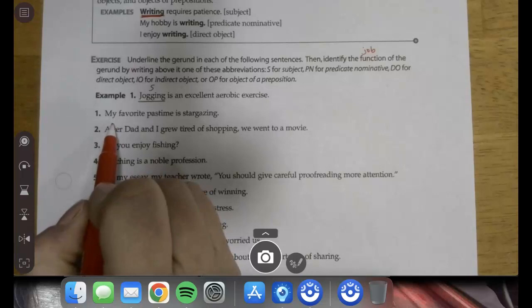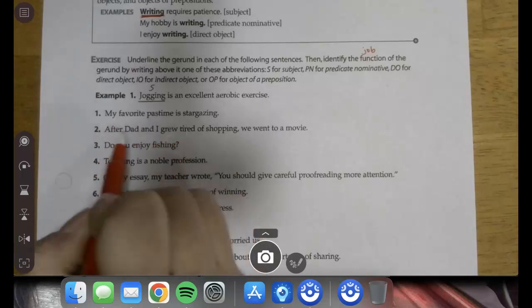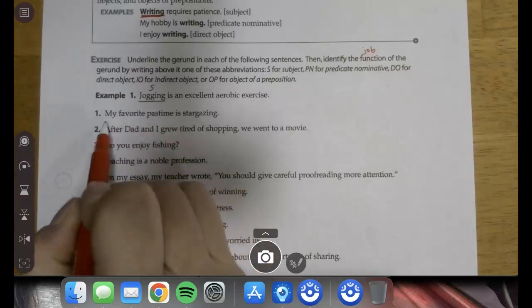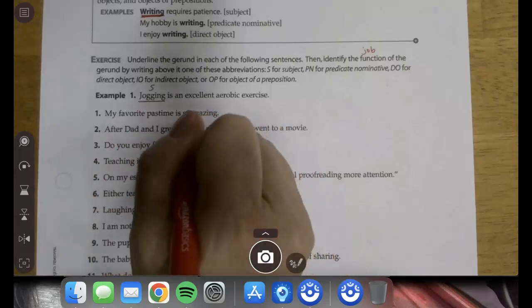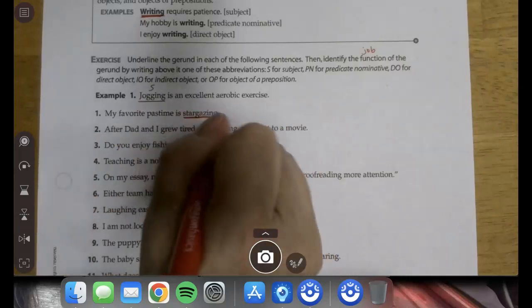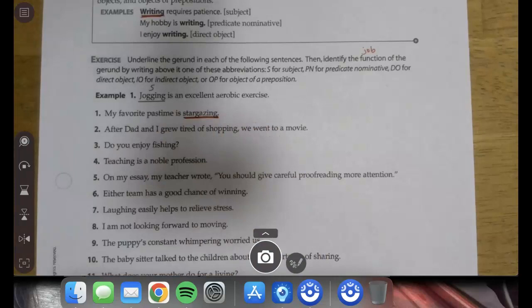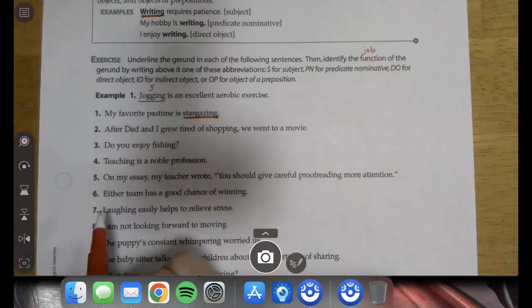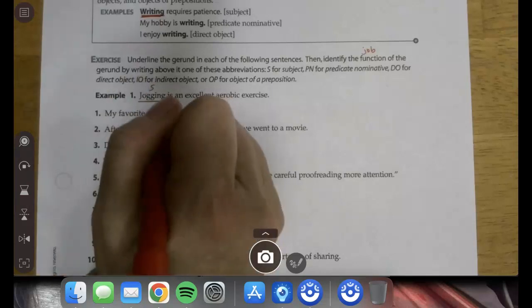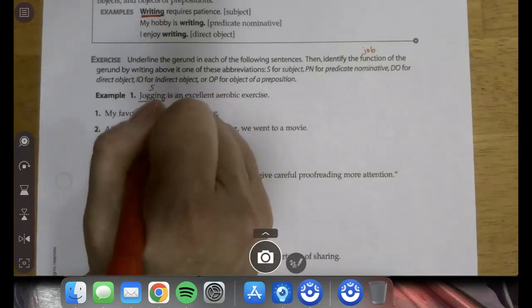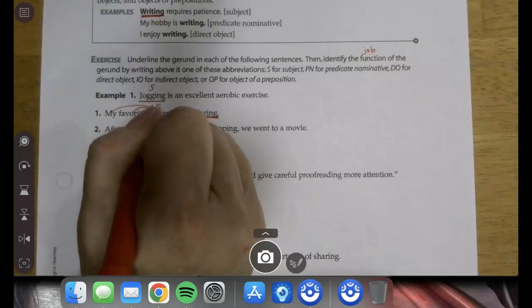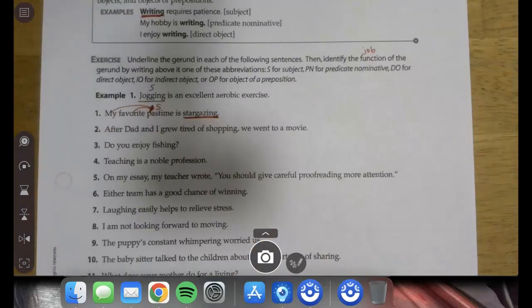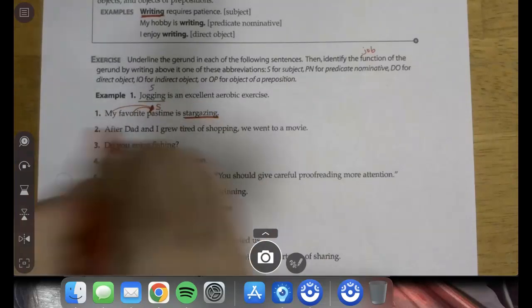So the first sentence says, my favorite pastime is stargazing. So I would look through this sentence and find the word that is a verb. To stargaze is a verb. When I end it with -ing, it becomes a gerund. So I'm going to look to see, are there any phrases in here? I don't see any prepositional phrases or infinitives. So I'm going to look for my subject, which is pastime. Favorite describes that pastime. My describes that pastime. And then I'm going to look for my verb, and my verb is.